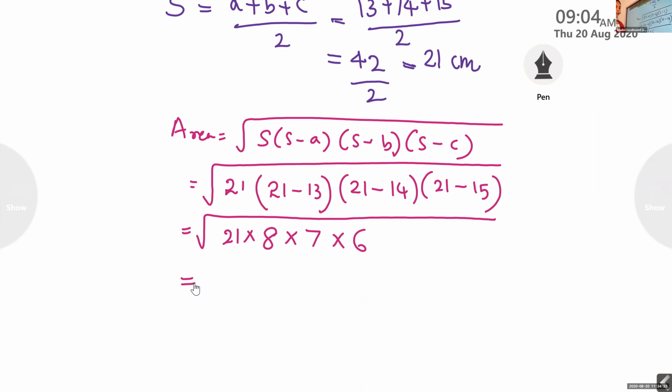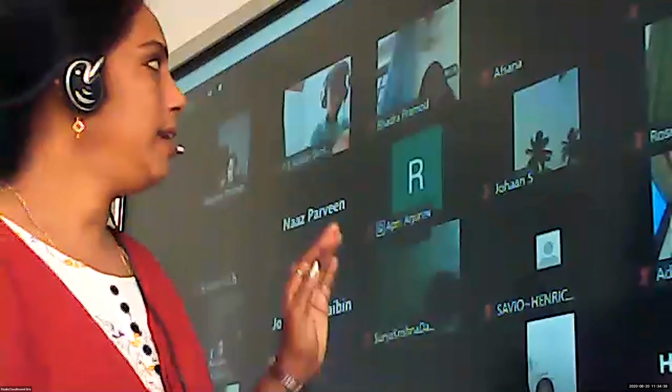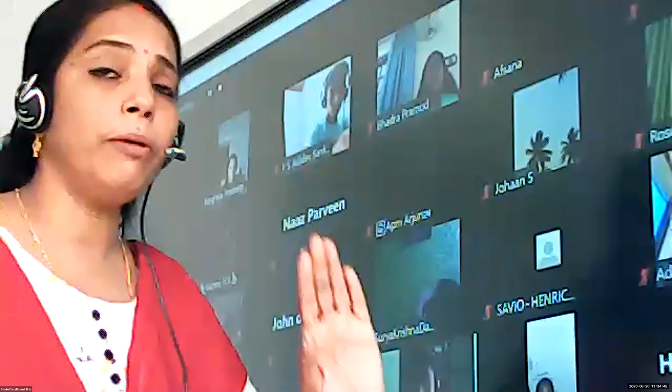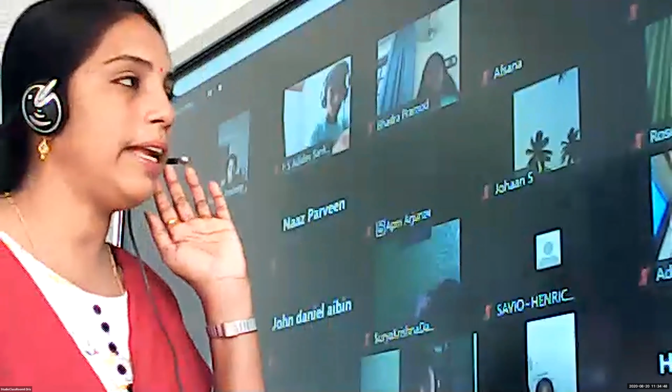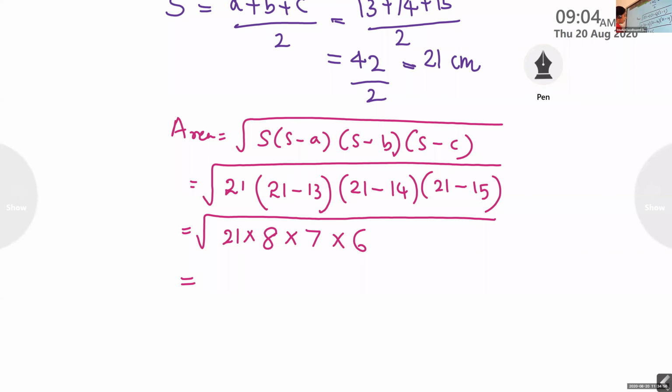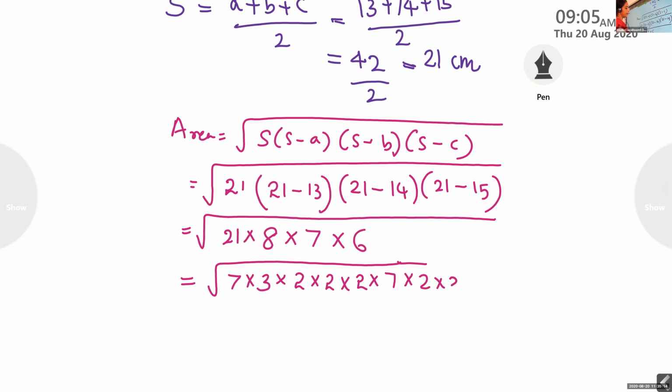But you are not finding the root directly. This product 21 into 7 into 8 into 6, we are not multiplying directly. We are finding it like prime factorization. It is an easy method. So children, 21 you do the prime factorization as 7 into 3. And 8 you prime factorize as 2 into 2 into 2. And 7 is already there. And 6 you write as 2 into 3.